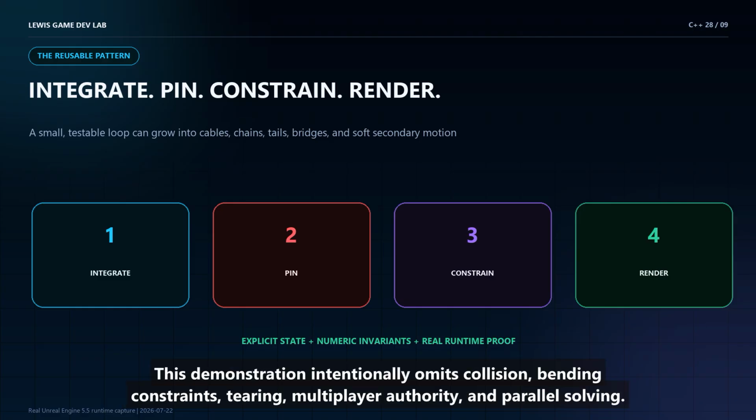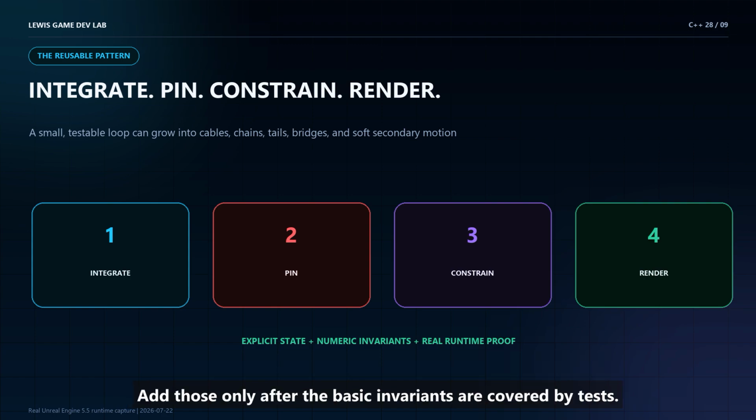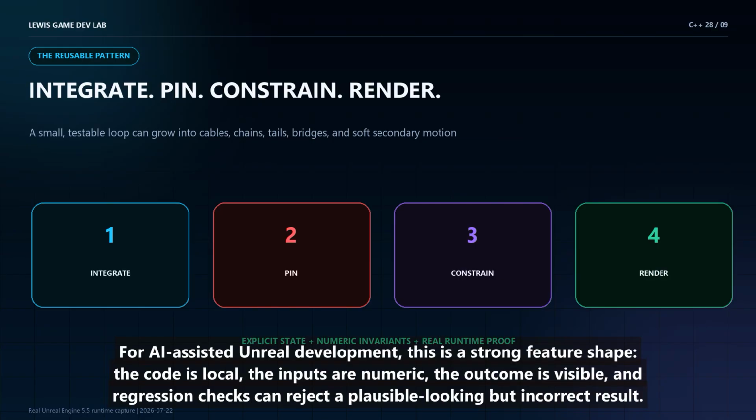This demonstration intentionally omits collision, bending constraints, tearing, multiplayer authority, and parallel solving. Add those only after the basic invariants are covered by tests. For AI-assisted Unreal development, this is a strong feature shape. The code is local, the inputs are numeric, the outcome is visible, and regression checks can reject a plausible-looking but incorrect result.